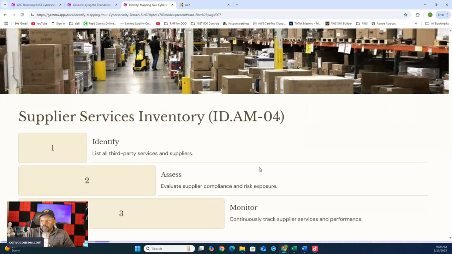Supplier services, knowing who your suppliers are, identifying them and assessing them, monitoring them on a regular basis. This gets into supply chain resilience and things like that.